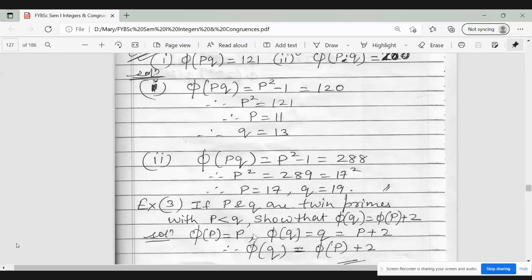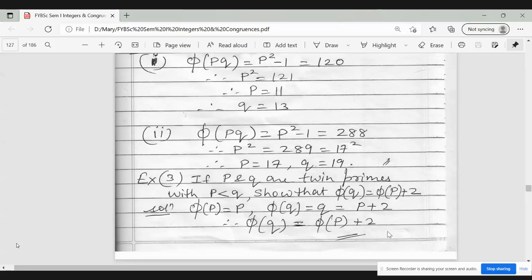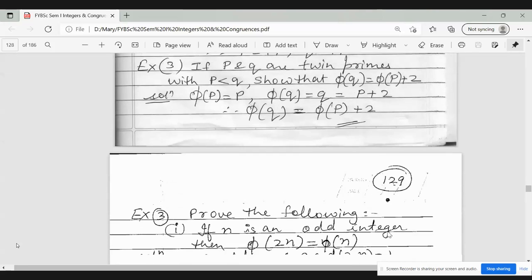You have to make a correction in all of this. This is P minus 1. This is Q minus 1. And then Q you have to substitute as P plus 2 minus 1. But the end result you are going to get is this. So there is a correction here. Phi of P is P minus 1, phi of Q is Q minus 1, and then you substitute for Q. Q is P plus 2, minus 1, you will get here. And then you are getting this answer: it's phi of P plus 2.